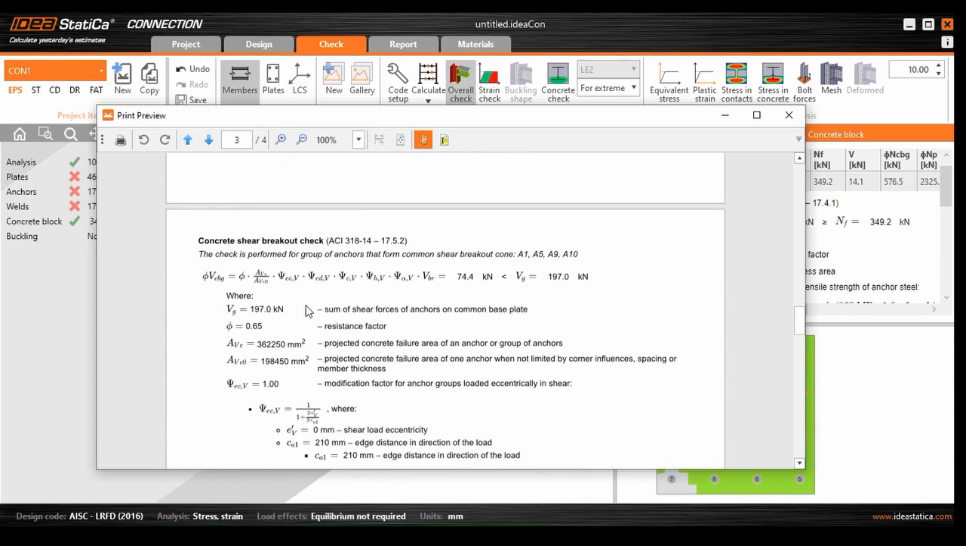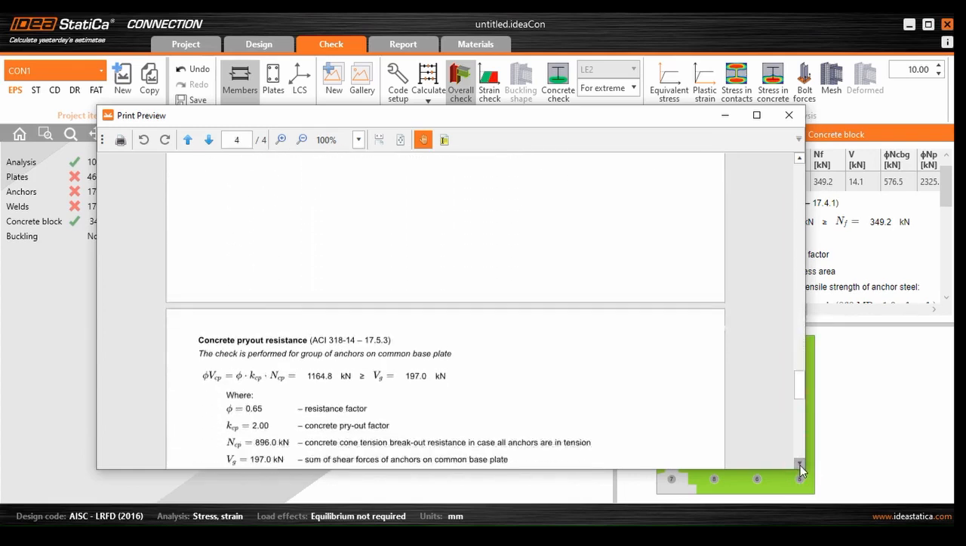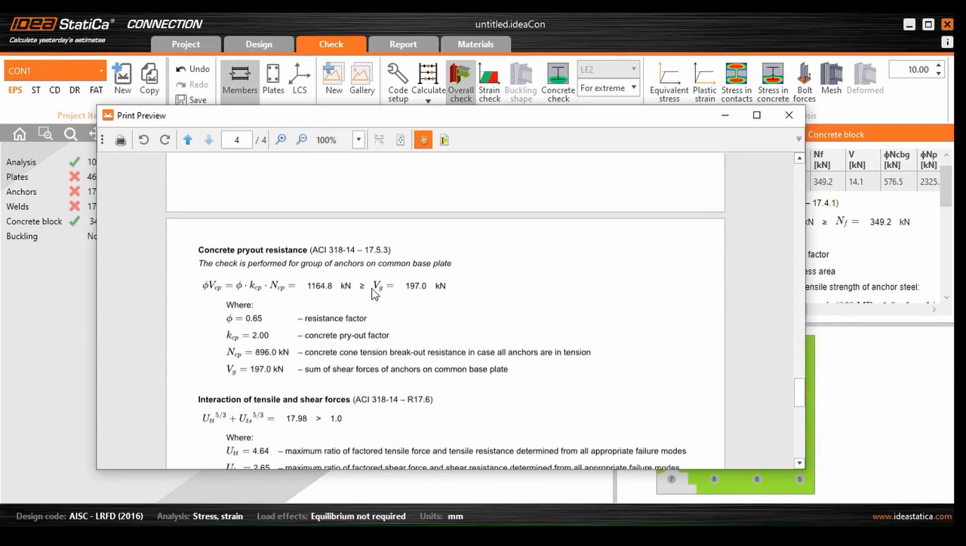Likewise, the concrete breakout in tension, this one is also failed. And the next one is concrete pryout resistance, which is not failed. So here you can see that it is not failed. So the reason anchors are failed is that the concrete is not capable to withstand breakout in tensile force and shear force.